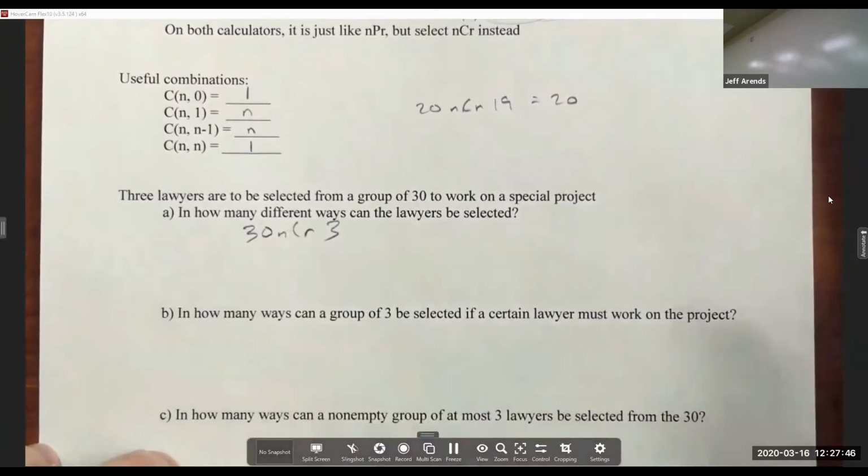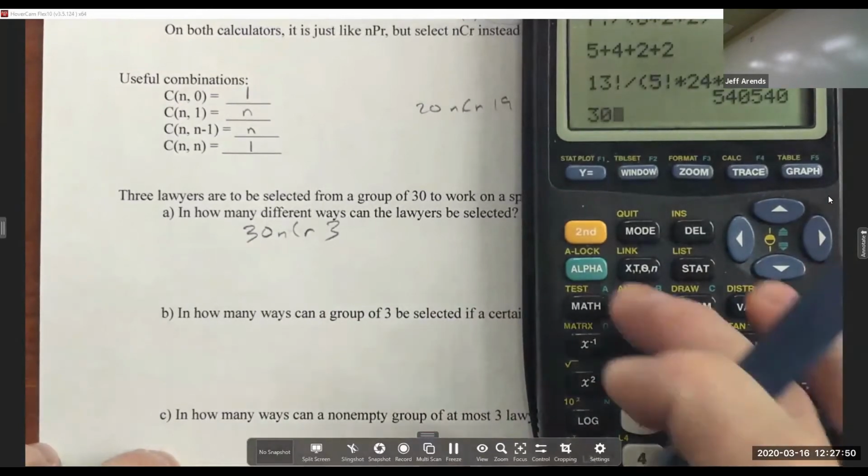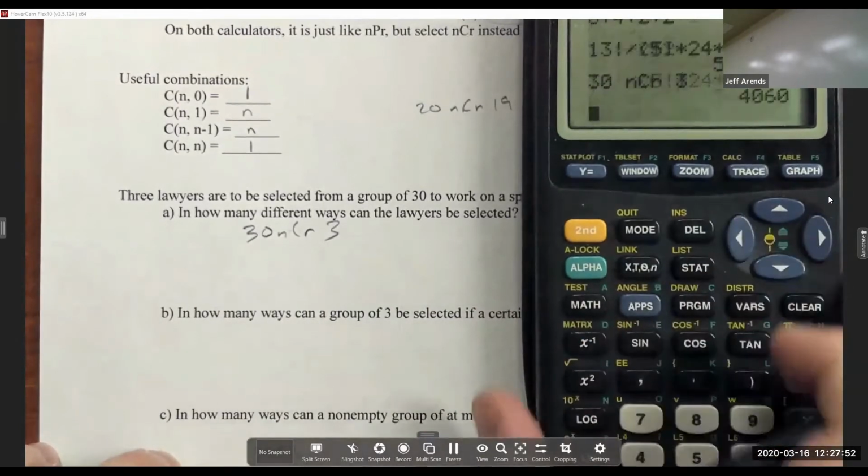So this is going to be nCr. So 30, plugging this into the calculator, 30 nCr 3 is 4,060.